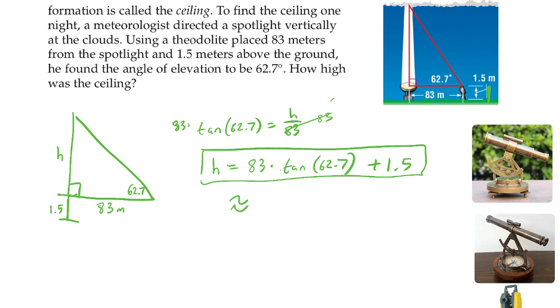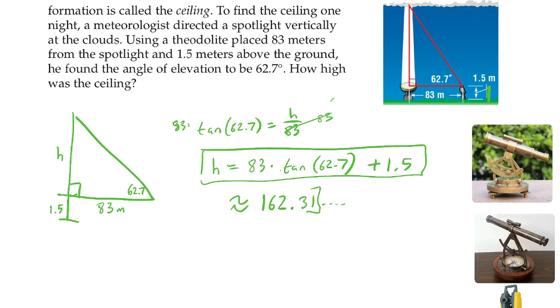So 83 times the tangent of 62.7, end the parentheses, we add 1.5, and we get about 162.31. Okay, and that was rounded actually.